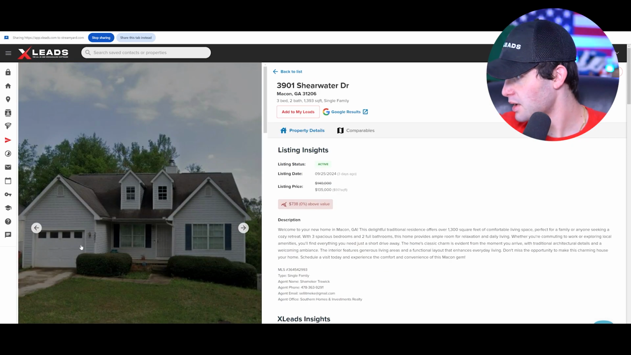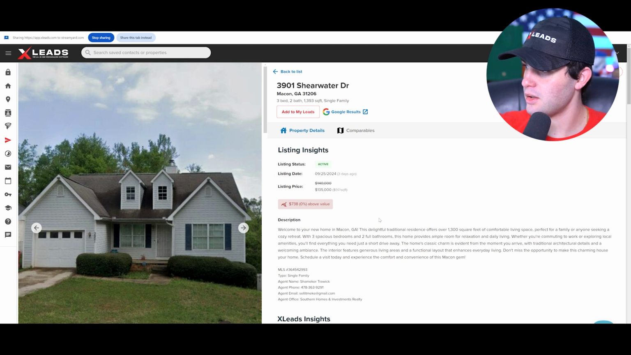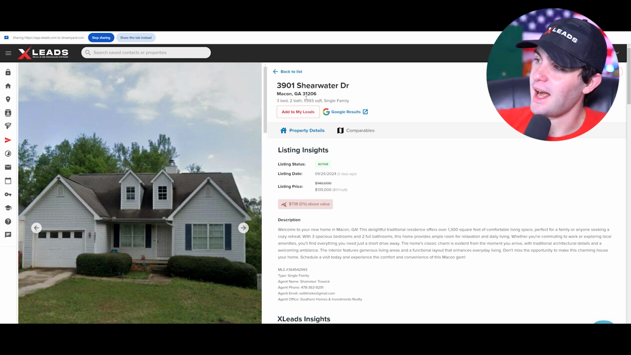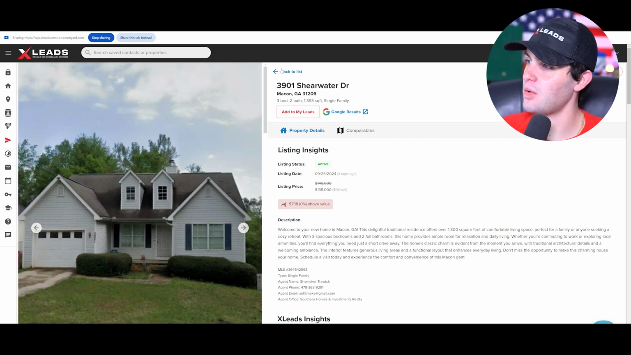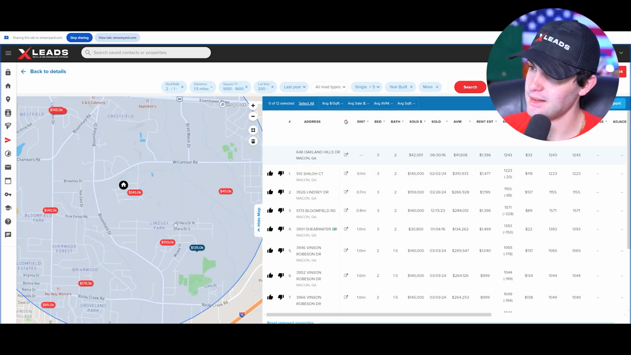Let's read the description here. Anyone seeking a cozy retreat, 3-2. Don't miss the opportunity to make this charming house yours. Schedule a visit today. So I think they added square feet. I could be wrong, but that's active at 97. It might go down to 80. So it puts it at like 110. So that changes our instant MAO value on this property right here. But that does get interesting.